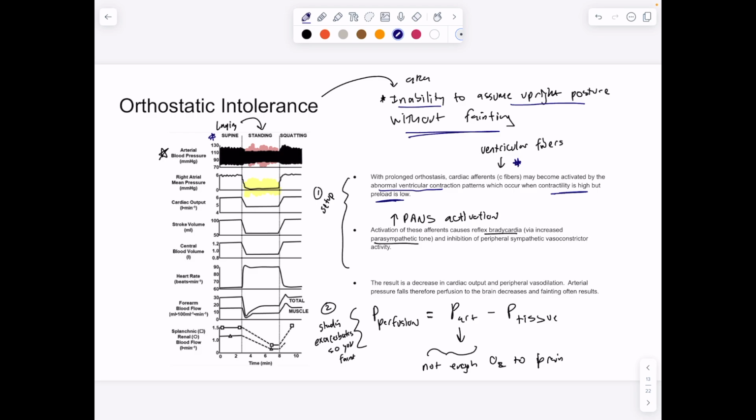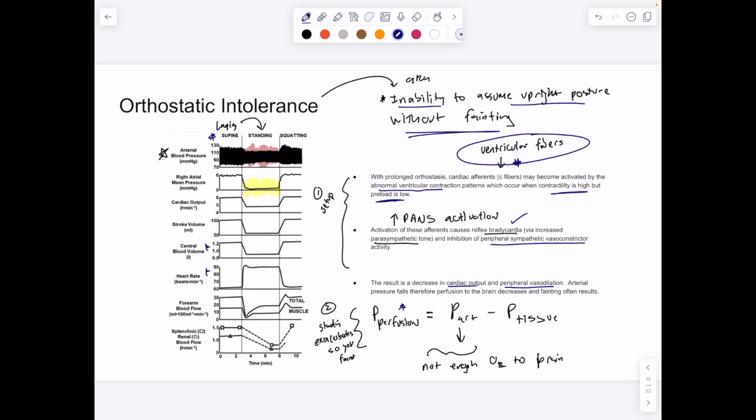You have low heart rate, central blood volume is high, and so we know that the C fibers will activate our parasympathetic nervous system, causing bradycardia and the inhibition of peripheral sympathetic vasoconstrictor activity. This results in decreased cardiac output and peripheral vasodilation, and as a result, the arterial pressure is going to fall, and therefore your perfusion pressure is going to decrease.